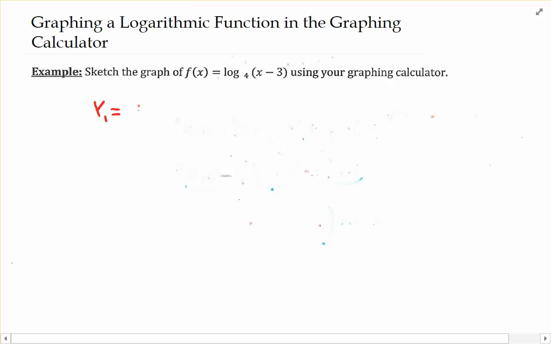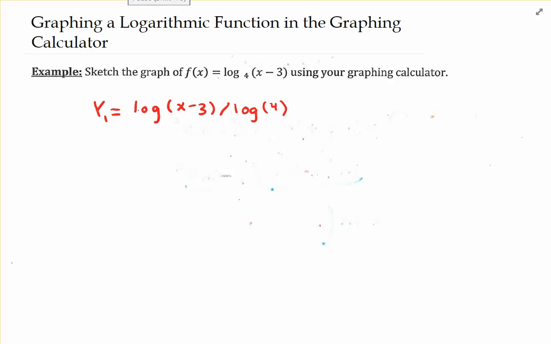If we want to rewrite this using that version of the change of base, it'd go log of the original argument, which is x minus 3, divided by, so if you hit the divide key, get that slash fraction bar, log of the original base, which is 4. If you wanted to use the natural log version of the change of base, you'd be welcome to do that. And you'd have the natural log of x minus 3 divided by the natural log of 4.